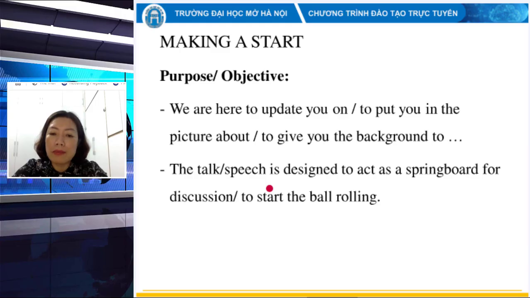And then you say the purpose of the talk by saying that we are here to update you on, or to put you in the picture about, to give you the background to. You can say the talk or the speech is designed to act as the springboard for the discussion, or to start the ball rolling. Okay.